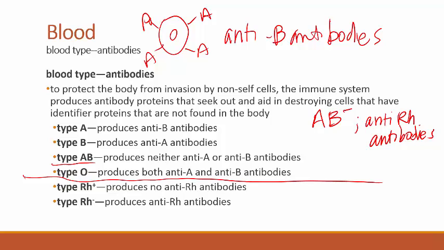Because since they don't have the Rh antigen, then they would make antibodies against it.